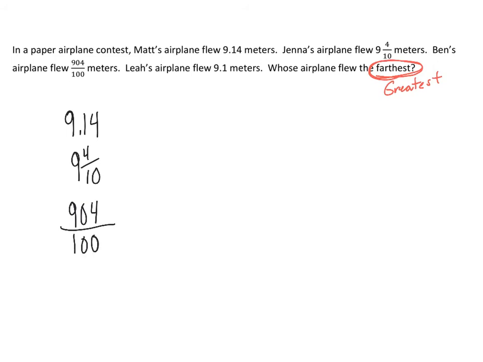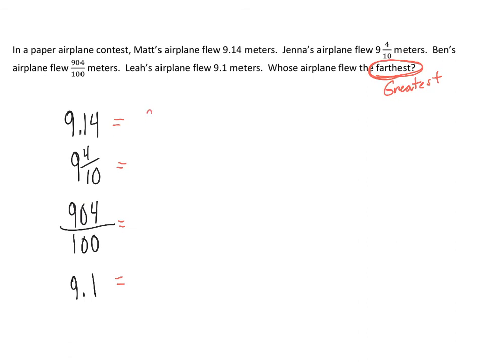Uh-oh. That one is what we call an improper fraction. We got to turn that into a mixed number. And then we can turn it into a decimal. And then the last one is 9 and 1/10. So let's start converting the ones that need to be converted.